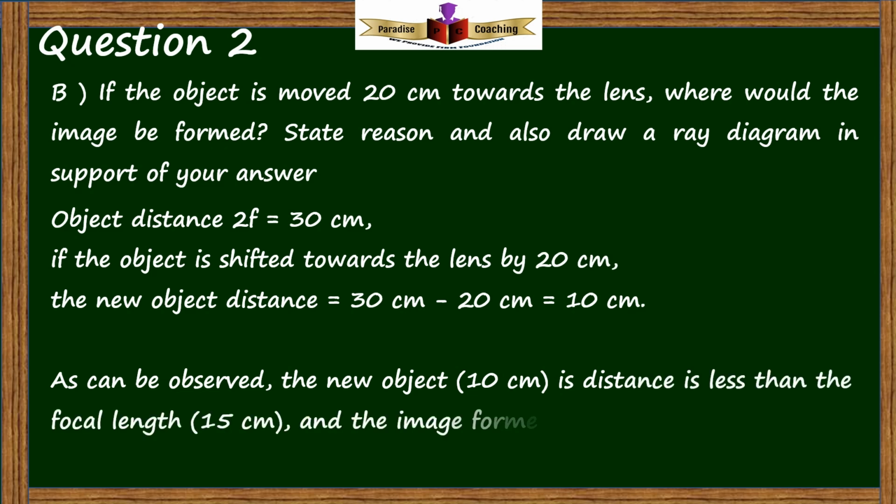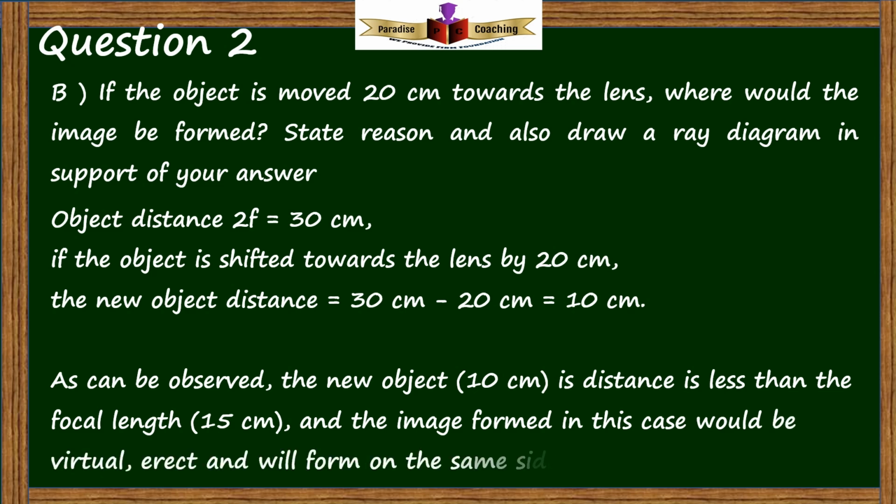Object distance u = 2f = 30 centimeters. If the object is shifted towards the lens by 20 centimeters, the new object distance equals 30 centimeters minus 20 centimeters, which equals 10 centimeters. As can be observed, the new object distance, 10 centimeters, is less than the focal length, 15 centimeters, and the image formed in this case would be virtual, erect, and will form on the same side as the object.